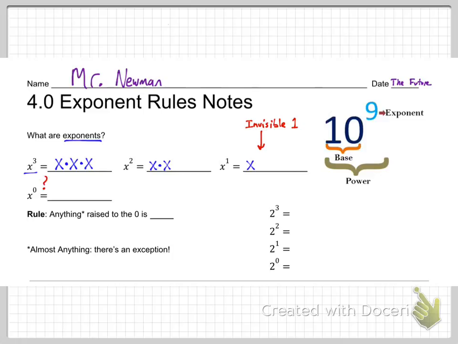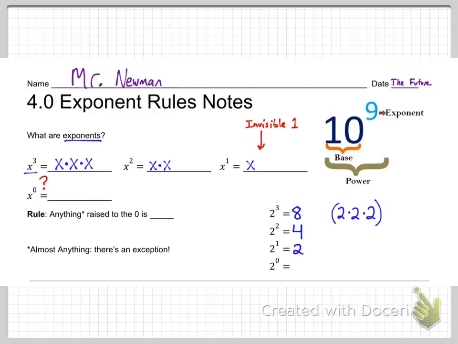Now, let's get to the first dilemma. What the heck is x to the 0? Well, first thing I want you to do is look over here to the right. See 2 to the third? We're going to draw a little pattern here, and we're going to try to figure this out. So 2 to the third is 8 because it's 2 times 2 times 2. 2 squared is 2 times 2. That's 4. 2 to the first is just 2.